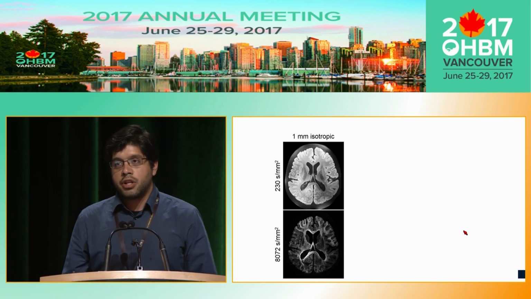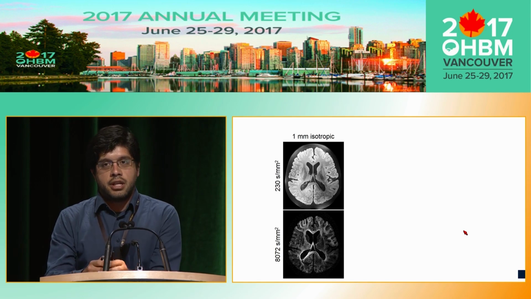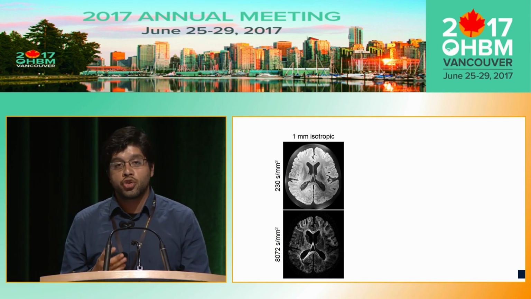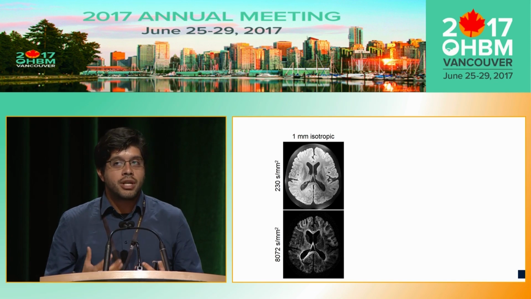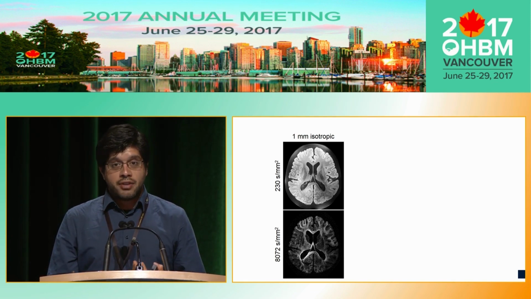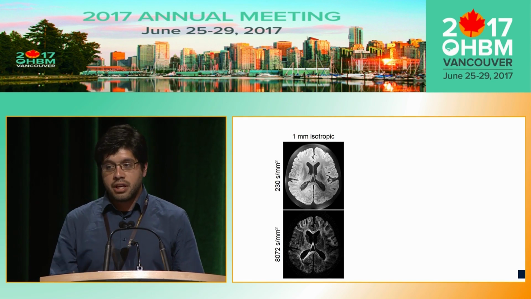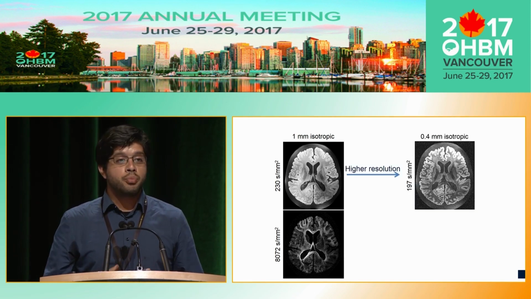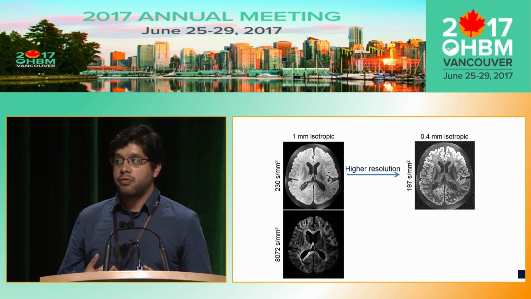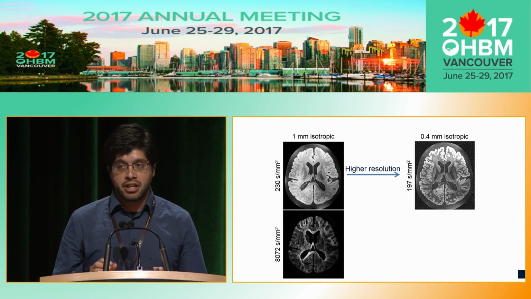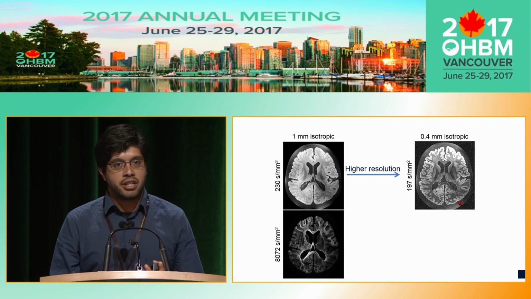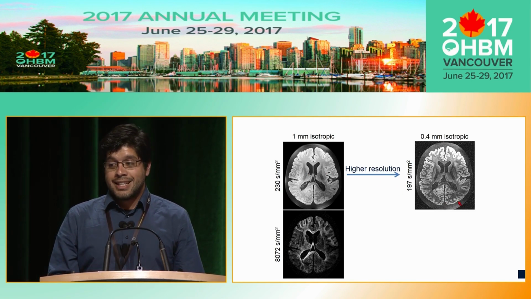Now, one of the interesting points about this study is that we have 1 millimeter isotropic data, and that is nowadays the standard goal for diffusion in vivo. Since we have the advantages of doing ex vivo studies, we can increase the resolution approximately 10 times, and we can acquire 400 microns isotropic in the entire volume. And you see that the contrast between gray matter and white matter is increased.